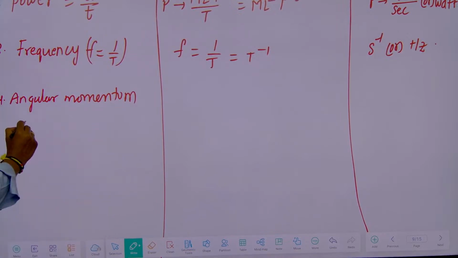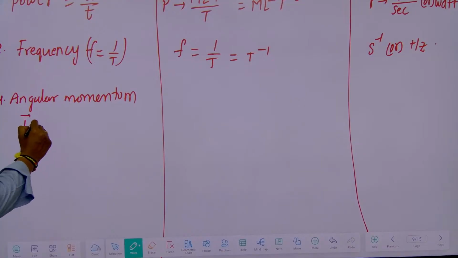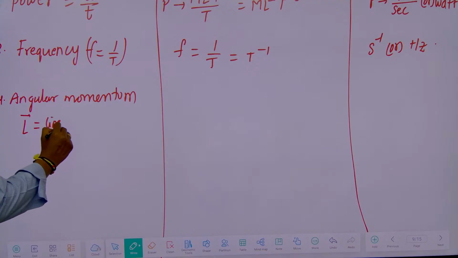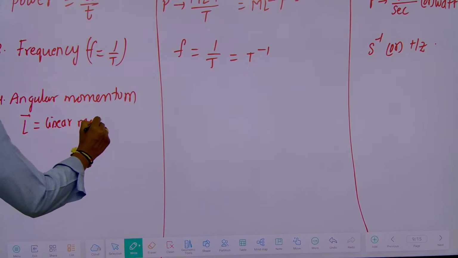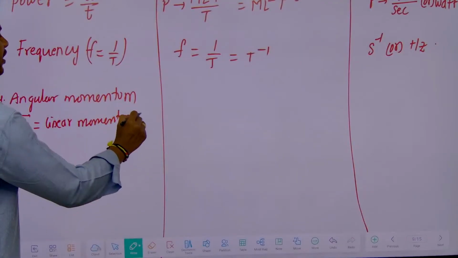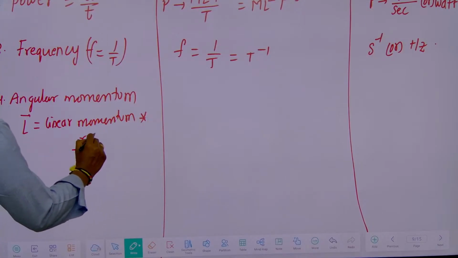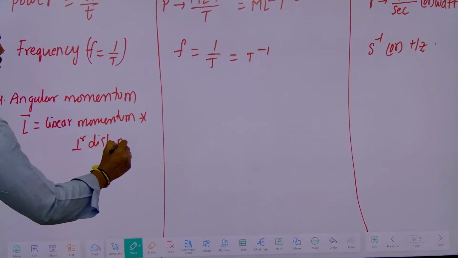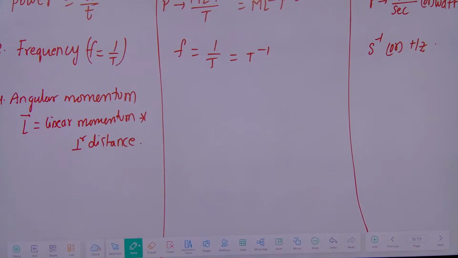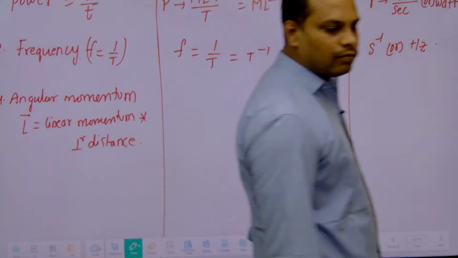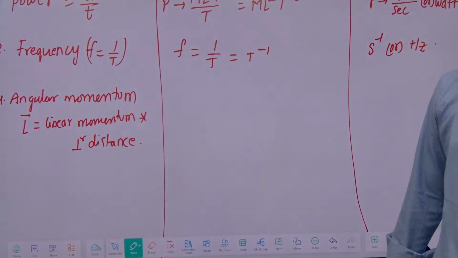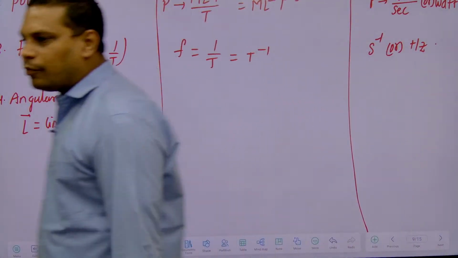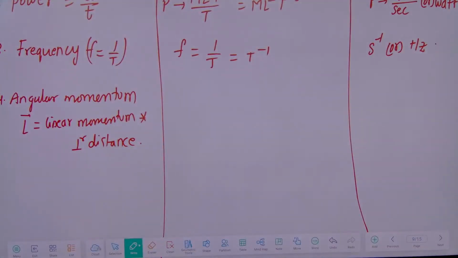So angular momentum is represented with L. Are you clear? Angular momentum can be taken as linear momentum multiplied by perpendicular distance from the axis of rotation. So linear momentum multiplied by whom? Perpendicular distance. Okay? So what is angular momentum? Linear momentum multiplied by perpendicular distance.